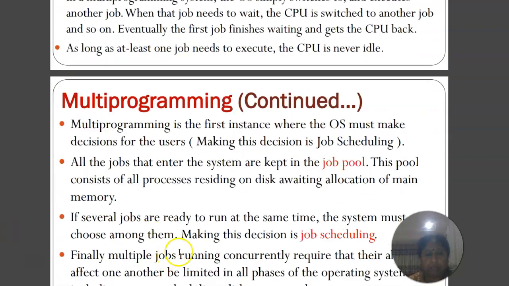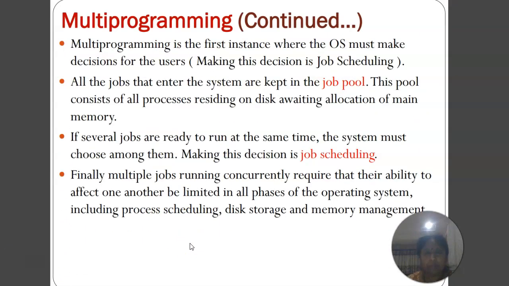Next one is multi-programming. Multi-programming is the first instance where the operating system must make decisions for the user. All the jobs that enter the system are kept in the job pool. This pool consists of all processes residing on disk awaiting allocation of main memory. If several jobs are ready to run at the same time, the system must choose among them. Making this decision is job scheduling.